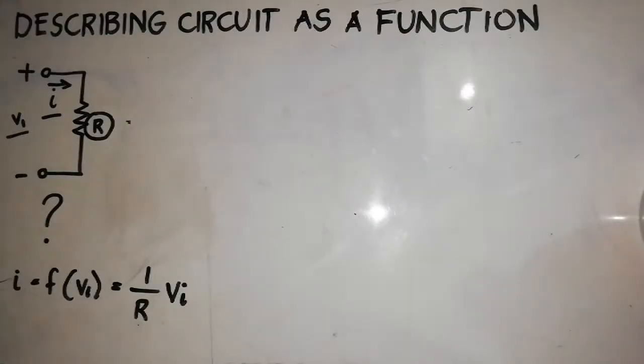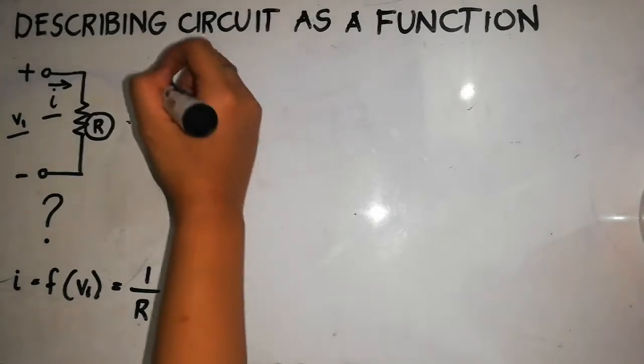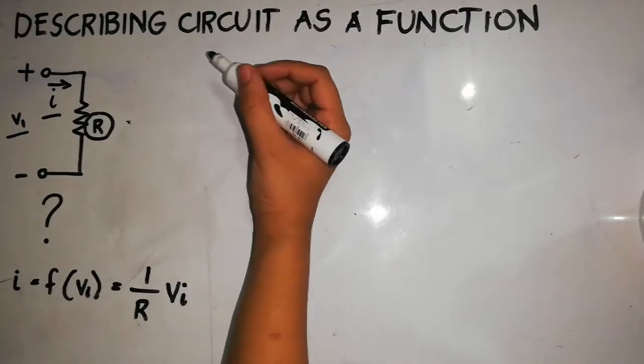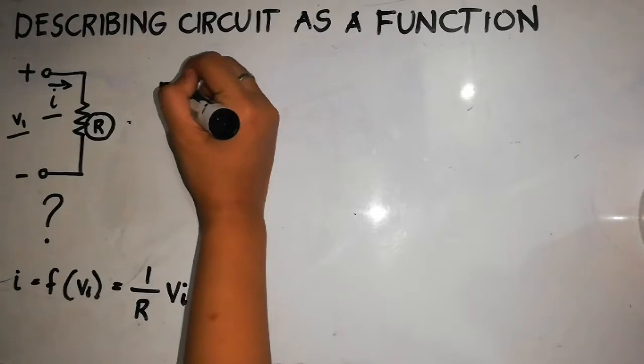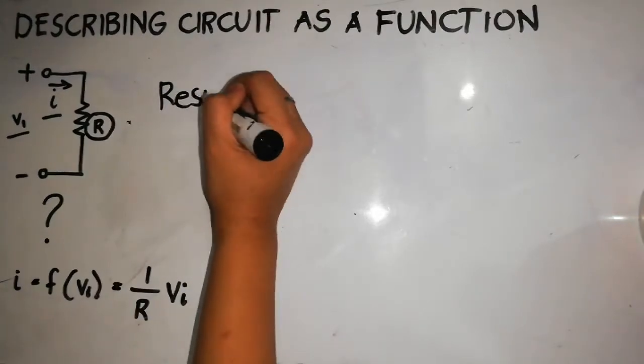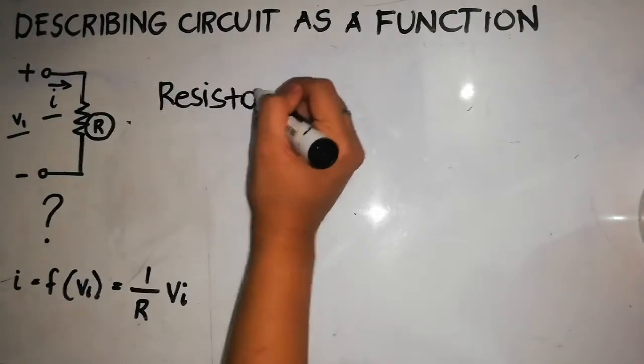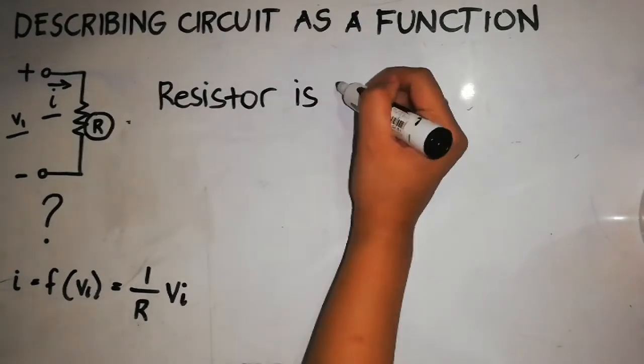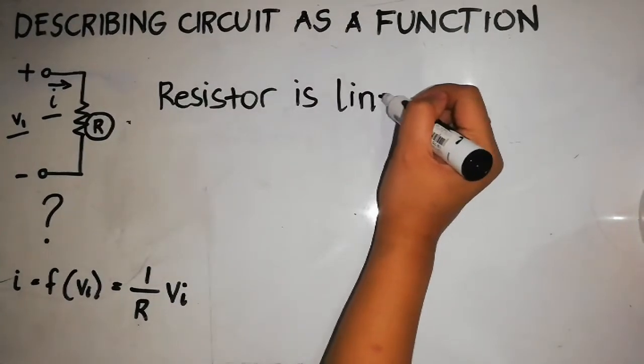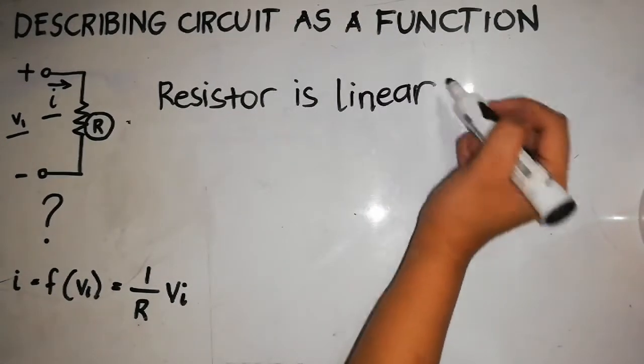With this notation, we are viewing the resistor as a function that takes in a voltage and outputs a current. Looking at our resistor function, we see it has a scaling property. The output I equals the input V scaled by a constant 1 over R. That means that the resistor is linear. The linearity property is what triggers our ability to use superposition to help solve this circuit.